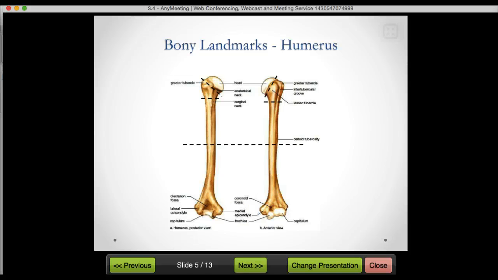Now I went ahead and put a dotted line here in the mid shaft of the humerus, just because this is strictly what we're dealing with today in further classes in different forms of evaluation. The lower shaft deals more so with the elbow. So we're talking about the shoulder, so we're going on the superior portion.